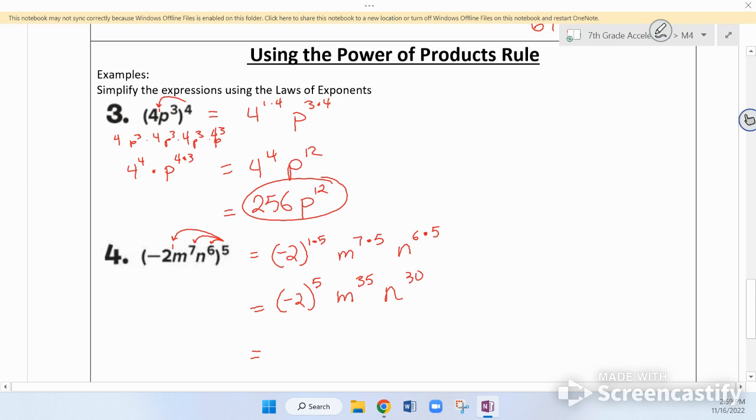And then we can simplify that (-2) to the 5th. I know it's going to be negative because it's an odd power, and a negative base to an odd power is always going to be negative. And then we have 2 times 2 is 4, times 2 is 8, times 2 is 16, times 2 is 32. So -32 m to the 35th, n to the 30th.